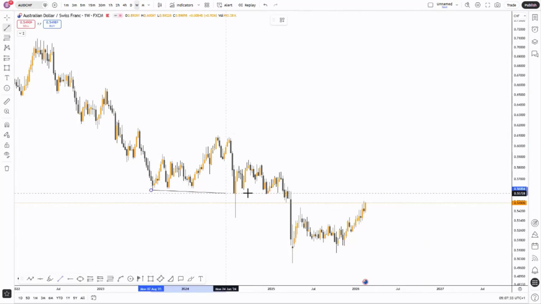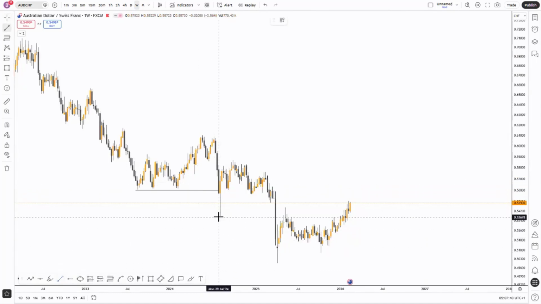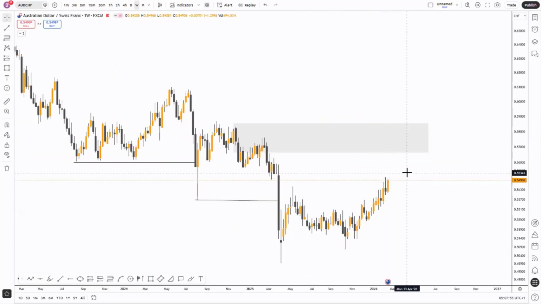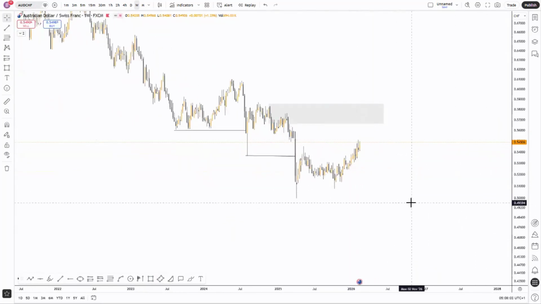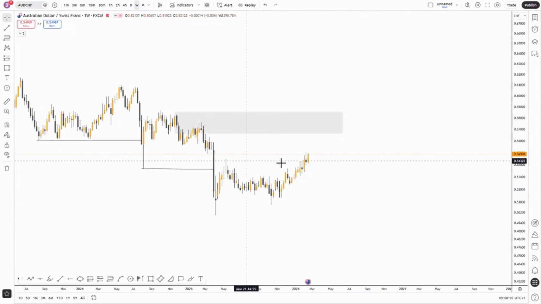Understand? Now you can see some break of structures around this zone, and now we have another break of structure around this zone. The origin of this break of structure is somewhere around this area, and you can see that price hasn't gotten into this area. These are just fractal moves that will come to mitigate this zone before we start seeing some sells in the market.